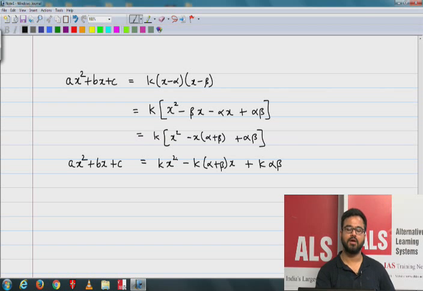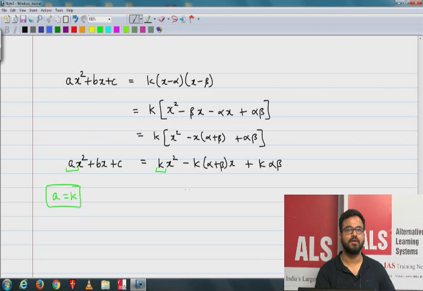Now what we have to do is compare. Comparing means we have to compare the coefficients of three terms. Here we have three terms. One term is x square, second term is x, and third term is constant. So we will compare the coefficients. On the right hand side the coefficient of x square is k. On the left hand side the coefficient of x square is a. So we will compare both of them. So we can say a is equal to k. This is the first thing we can get.